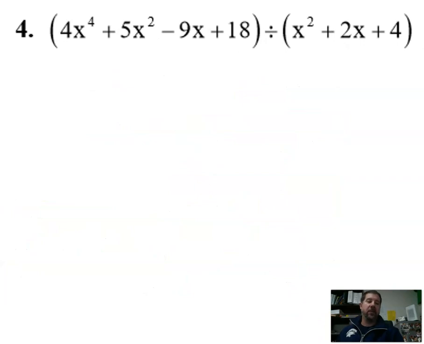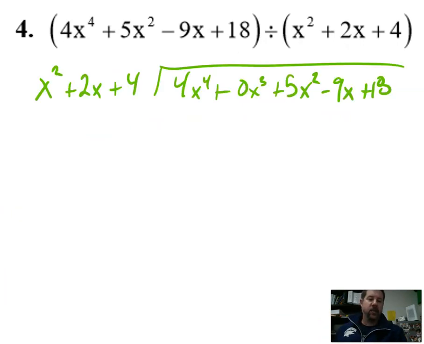All right, let's do this again with number 4. First, let's start with the setup. Okay, x squared plus 2x plus 4 goes on the outside. 4x to the fourth. Again, we're missing an x cubed term, so I had to put 0x cubed plus 5x squared minus 9x plus 18. If you don't do this plus 0x cubed, you will find out real fast that your like terms are not matching up, and that way you'll know you'll have a problem, okay? If you're ever missing a term, make sure you put in a 0x cubed.